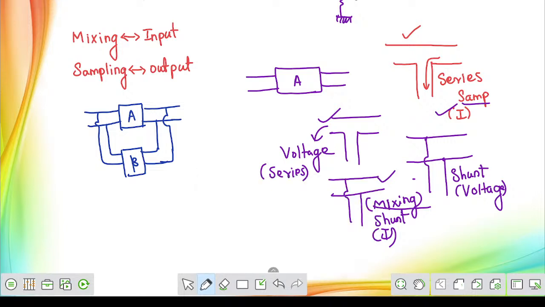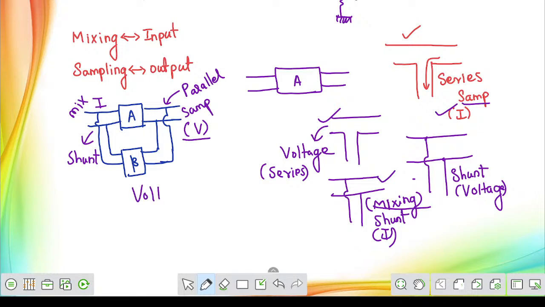On the output side, this is parallel. This configuration is called parallel. On the output side, we are performing sampling. On the input side, we are performing mixing. On the output side, from the parallel circuit, we take voltage as the sampling. On the input side, in the parallel circuit, we are mixing the current, and this is called the shunt configuration. So this topology is called, on the output side voltage, input side shunt.